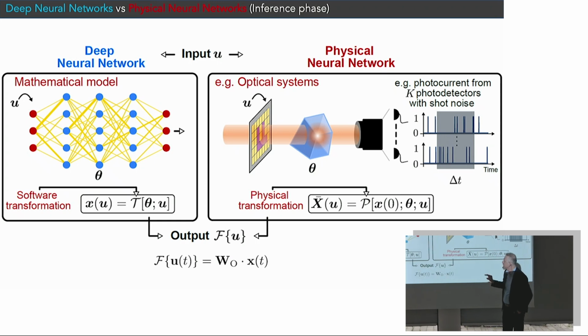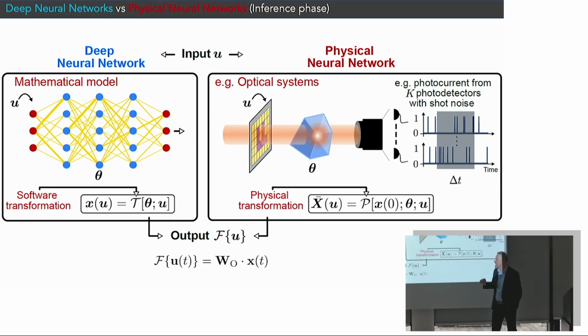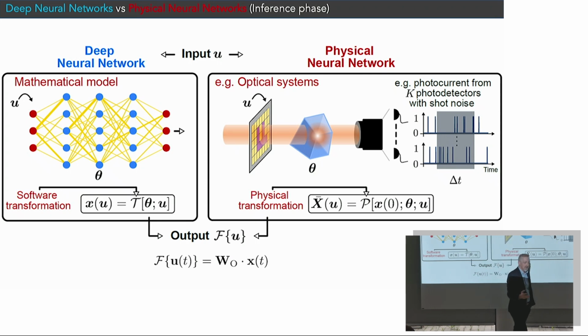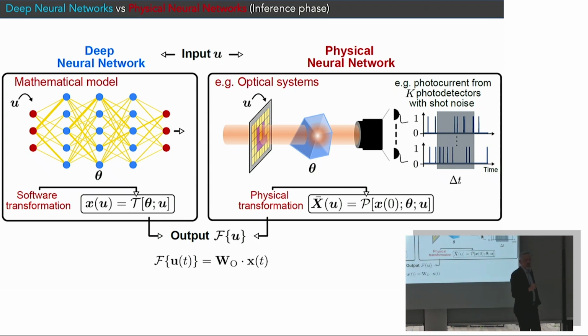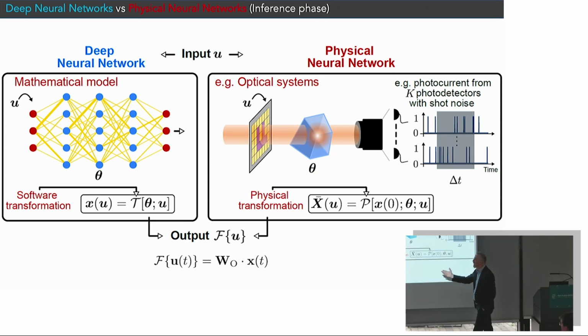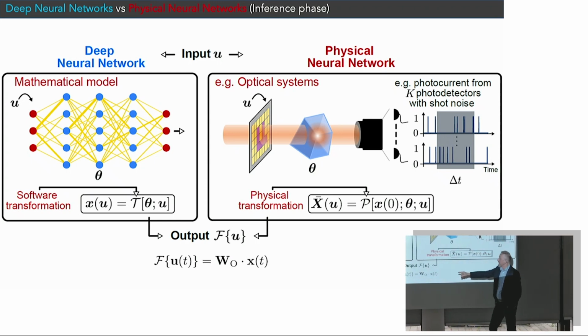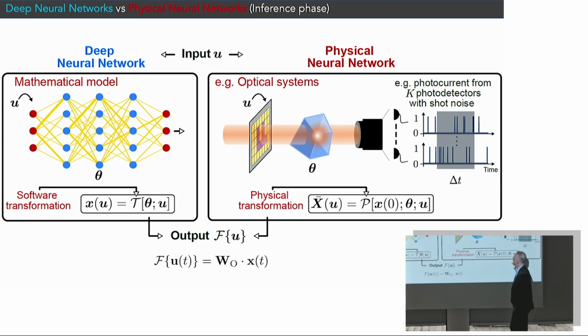We'll be focusing on the inference phase, which means we assume that the other internal parameters theta are fixed, and the question is what functions we can build out of this by playing with w.